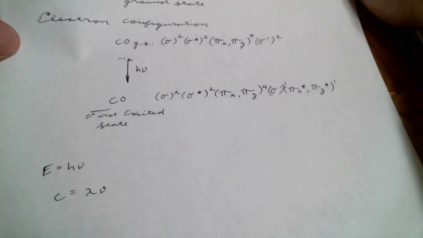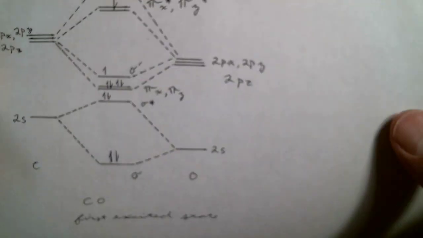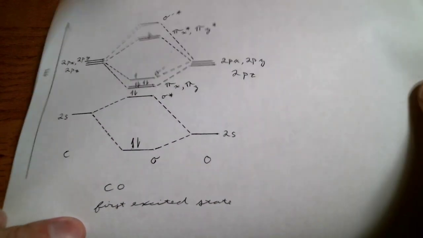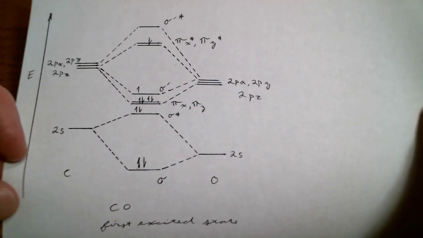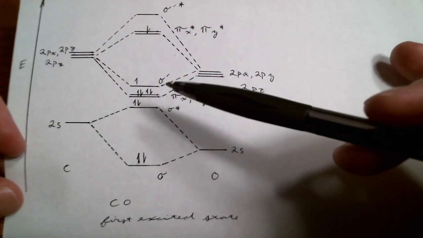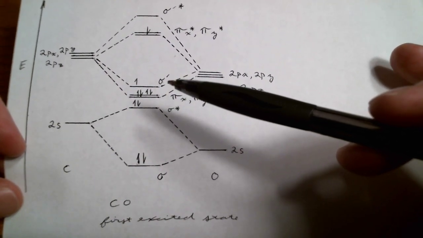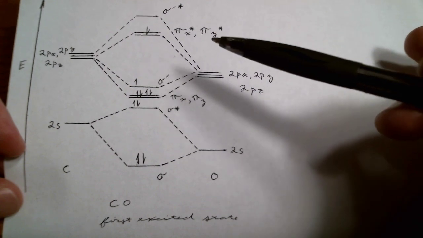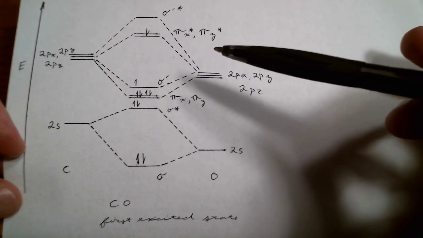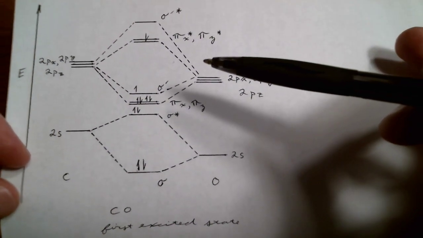And of course, the speed of light is related to the frequency by the wavelength. So what does that look like on the molecular orbital diagram? It looks like this. This is carbon monoxide in the first excited state, where we've promoted one electron from the sigma prime molecular orbital up to the pi x pi y star antibonding molecular orbitals.